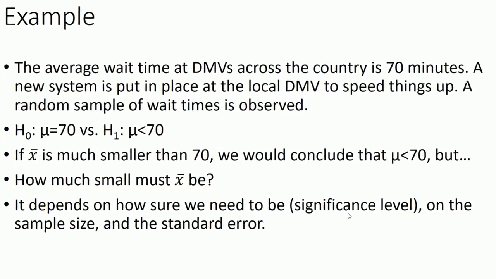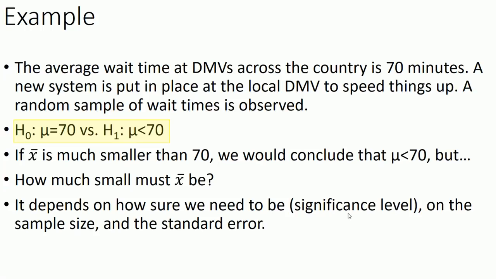Okay, here's an example to give you a little bit of intuition about this process. Suppose that the average wait time at DMVs across the country is 70 minutes, and I just made that up. A new system is put in place at the local DMV to speed things up, and a random sample of wait times is observed. Now, the null hypothesis will be that the mean is still equal to 70 at this DMV.